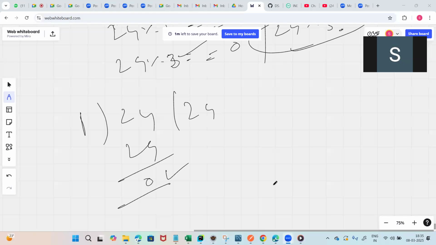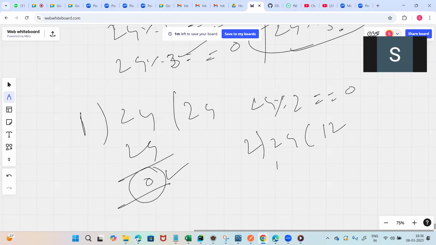Okay, Kundan, did you get the meaning? By this time, I think you might be getting the meaning of the modulus symbol. The modulus symbol will give me the remainder. So 24 modulus 2, the meaning is, if you divide 24 by 2, it will divide evenly. Clear, Kundan?